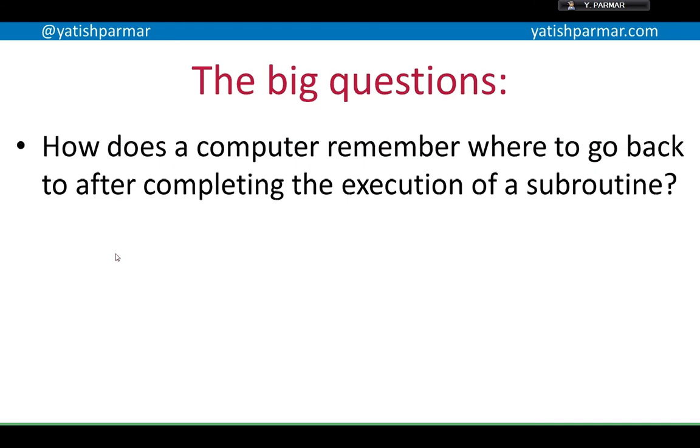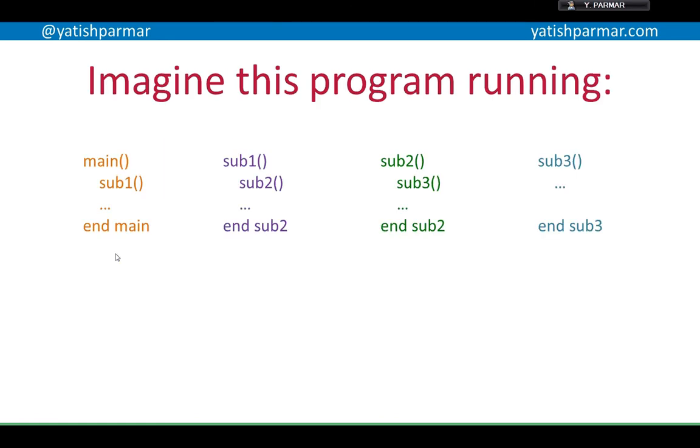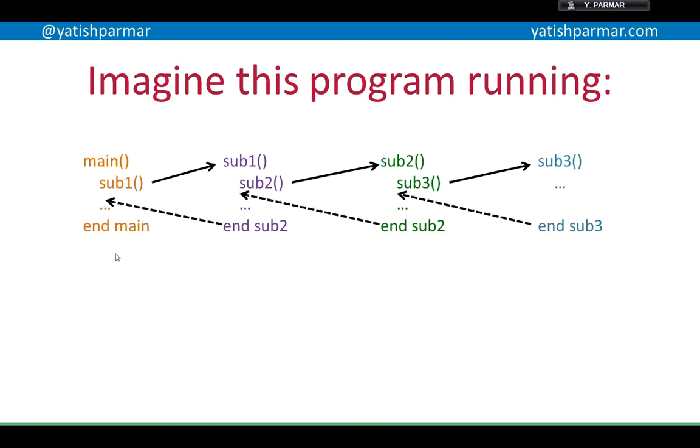So basically you should be able to explain how the computer remembers where to go back to after completing the execution of a subroutine. If you imagine this program running, I've got it color coded in bits, the main program is running, that calls sub1, calls sub2, calls sub3. Once sub3 is finished executing, remember a subroutine is passing control back to where it came from, so that's going to go back in the other direction, 3 to 2, 2 to 1, 1 back to the main program.